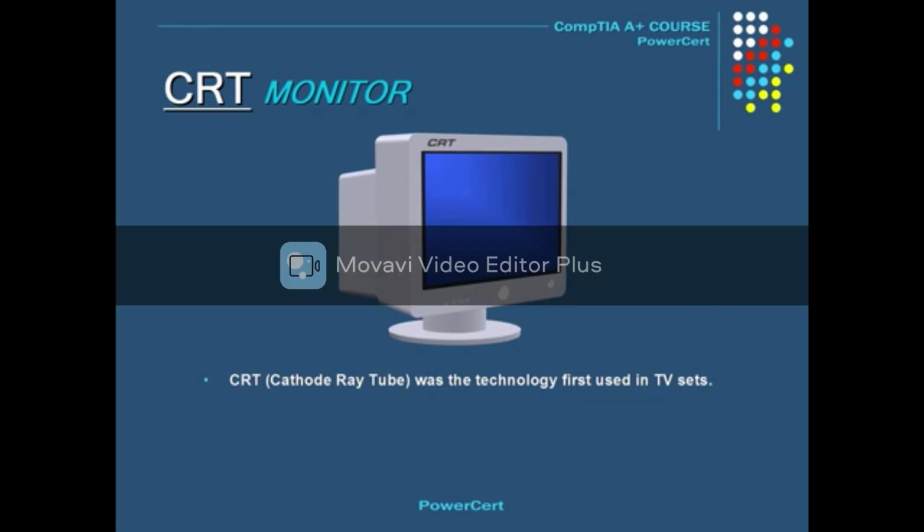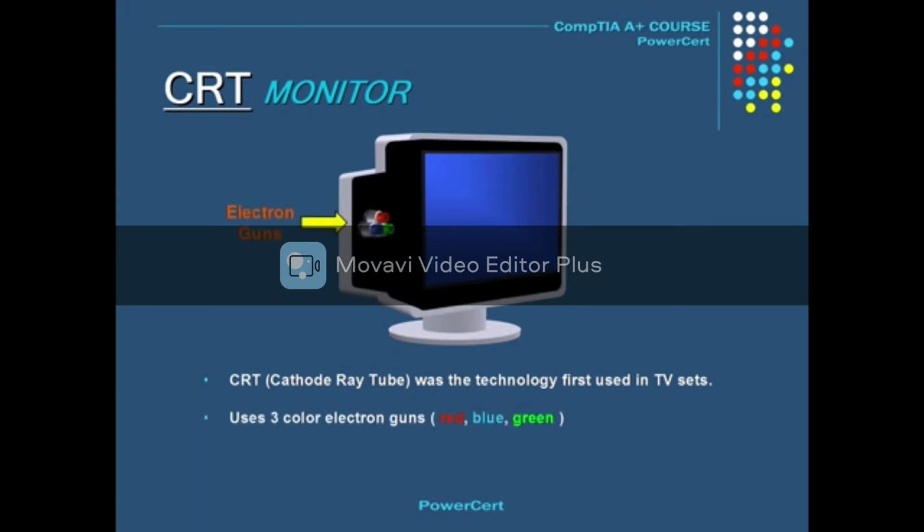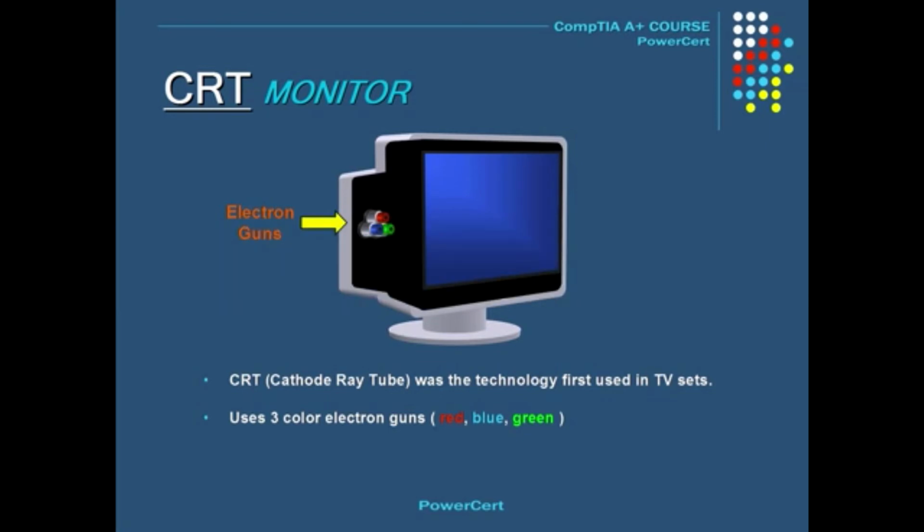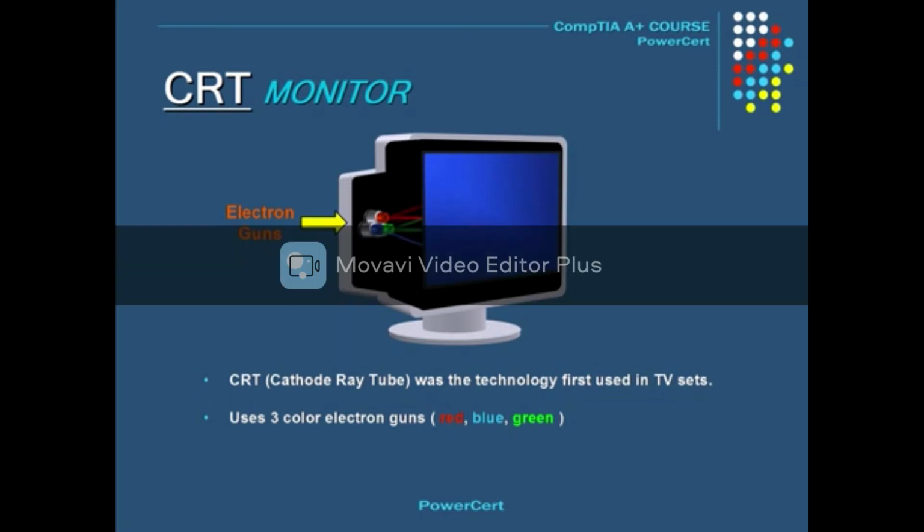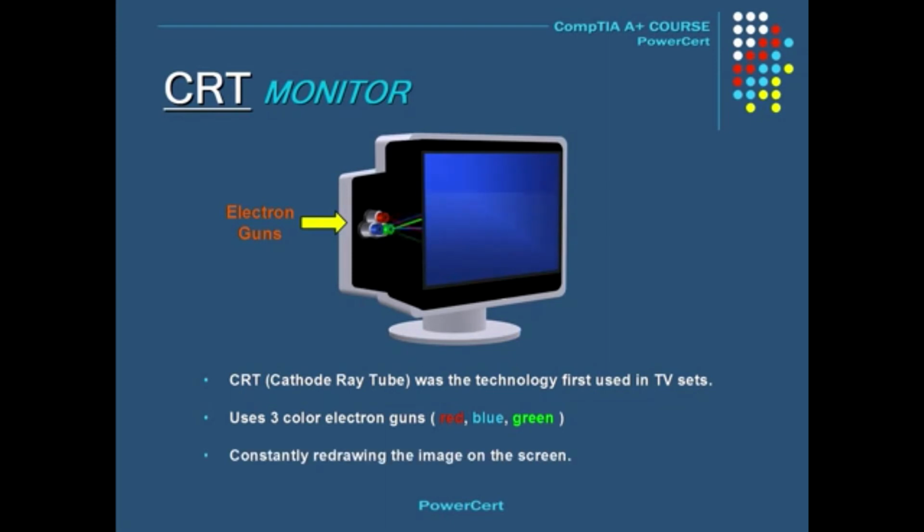An image is produced on a CRT by using 3 color electron guns. These colors are red, blue, and green, which can be combined to produce any color on the color spectrum. And these guns shoot beams of electrons on the screen and create an image that we see. These beams repeatedly sweep across the face of the monitor many times per second. So it is constantly redrawing the image that we see on the screen.